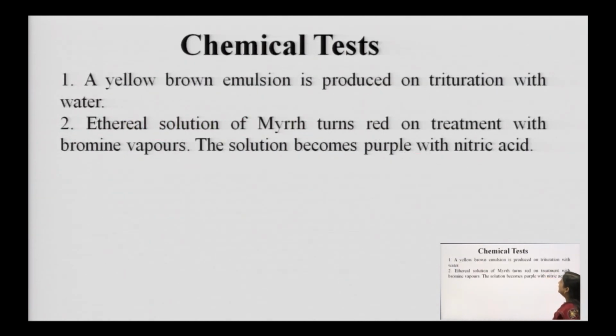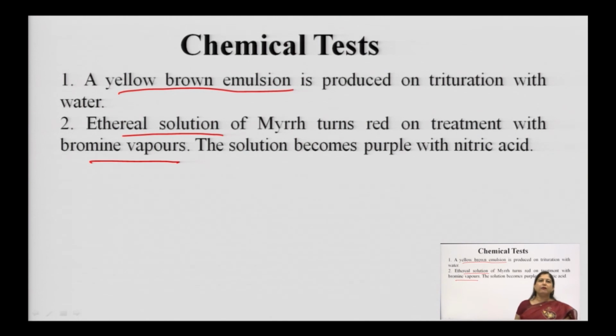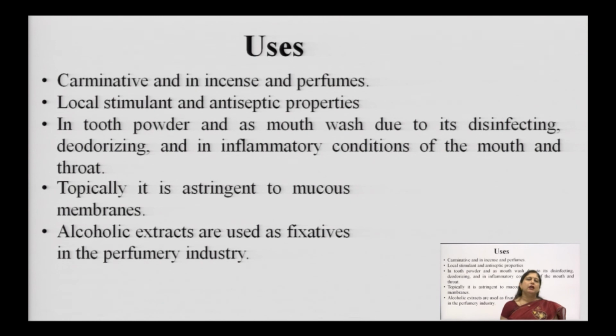The chemical test here is that a yellow brown emulsion is produced when we triturate it with water, and the second test is that if we mix myrrh in ether, then it turns red on treatment with bromine vapors. Okay, bromine vapors are passed through an ether solution of myrrh, it produces red color. Okay, and then when we keep it and add nitric acid, it becomes purple in nature.